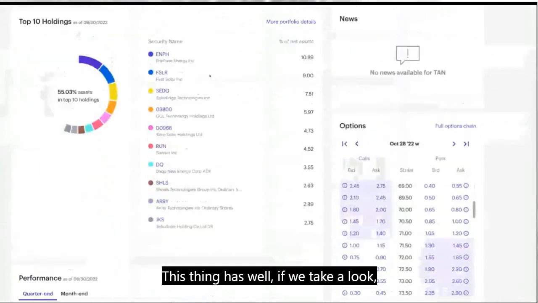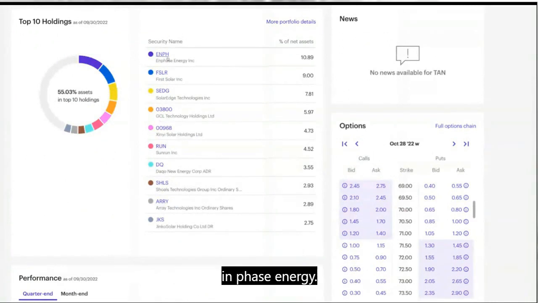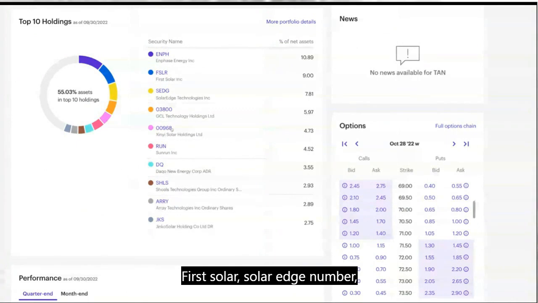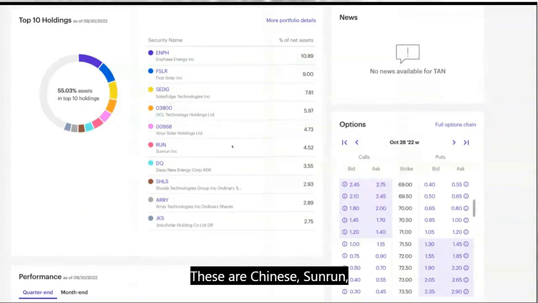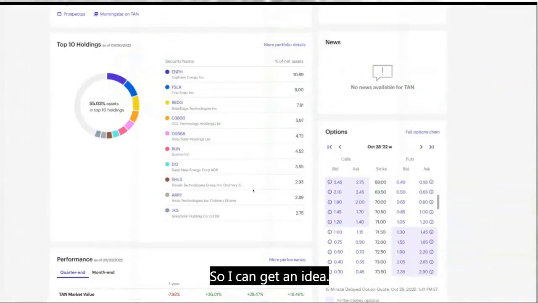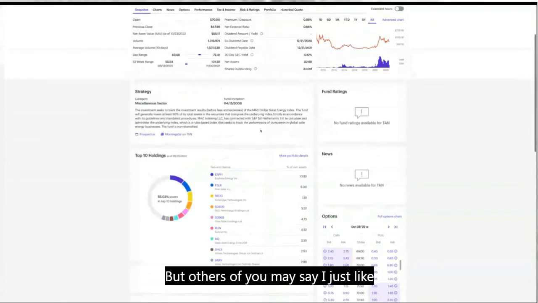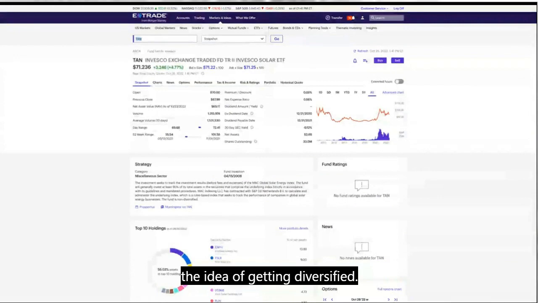Well, if we take a look, 55% are in these 10 companies: Enphase Energy, First Solar, SolarEdge, and some that are interesting, these are Chinese, Sunrun, and so on and so forth. So I can get an idea, and as we get talking about stocks, you may say, I'm just going to focus in on stocks instead of ETFs. But others of you may say, I just like the idea of getting diversified.